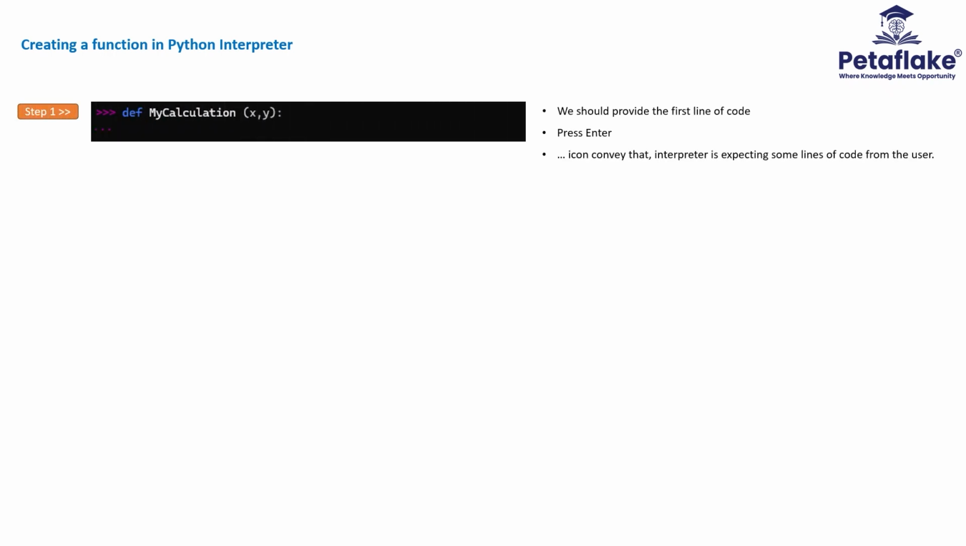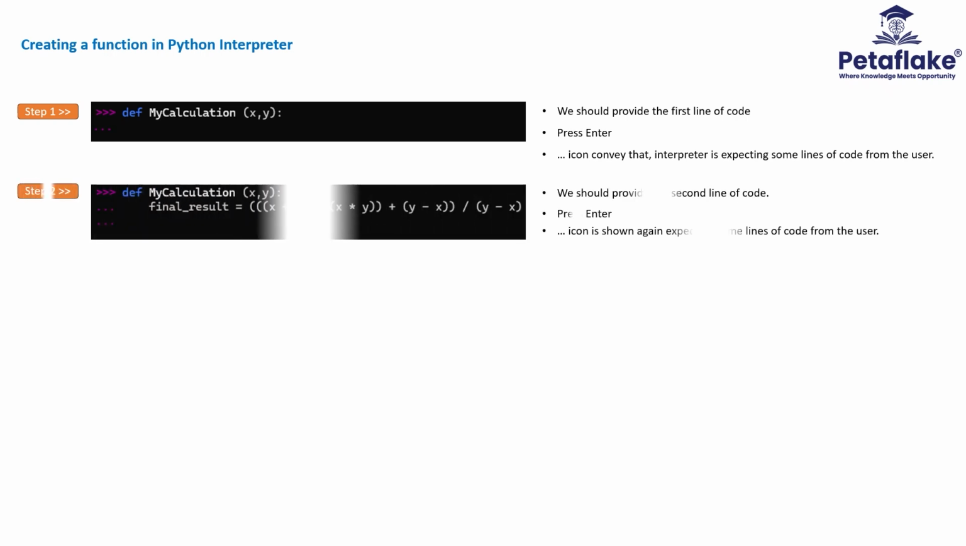Let's learn how to create the function in the Python interpreter. Open the Python interpreter. We should write the first line of the function code and press enter. We will get the 3 dots which convey that the Python interpreter is expecting some more lines of code from us for the function. Now we should write the second line of the code and press enter. We will again get 3 dots asking for some more lines of code for the function.